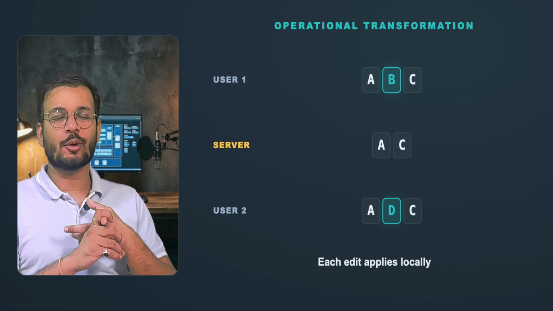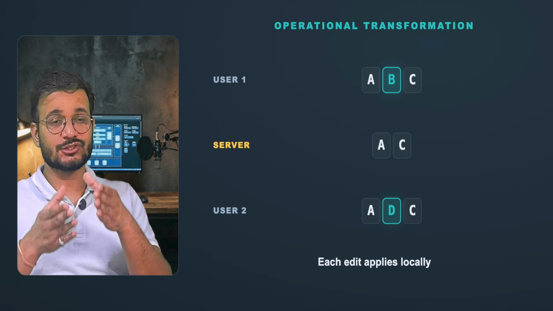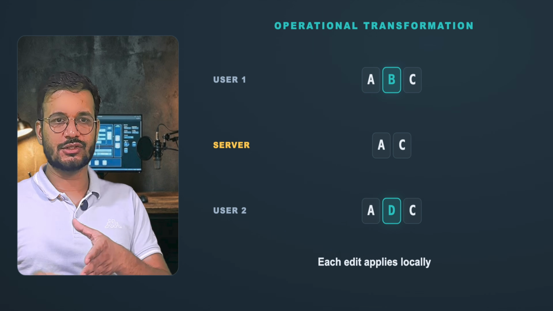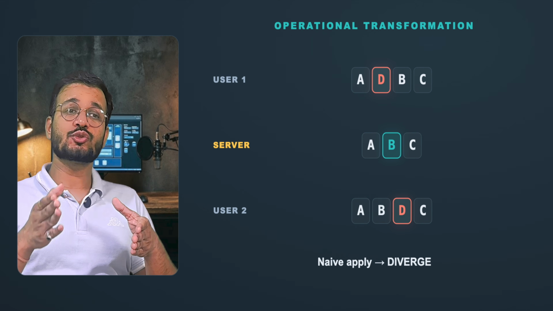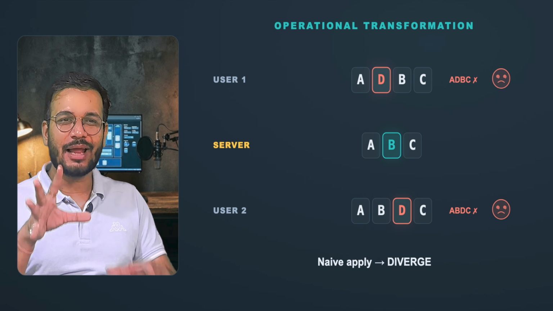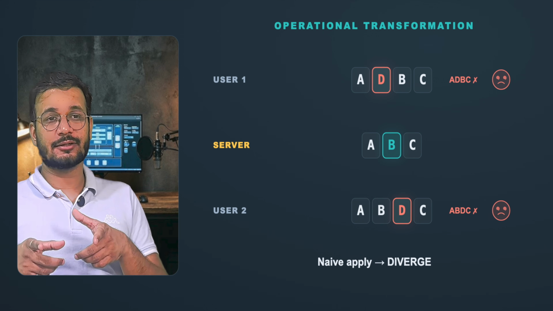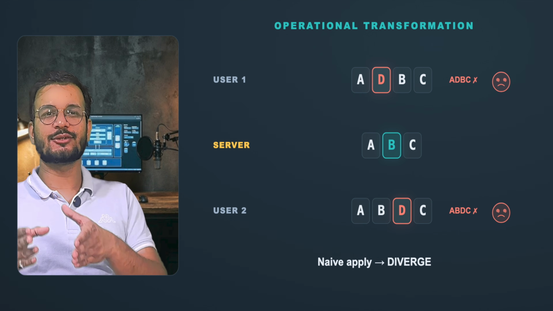User 1 sends their operation to the server, then user 2 sends their operation to the server. The server then receives them both. If the server applies user 1's insert first, the document becomes ABC. Now it needs to apply user 2's operation as well and insert D at position 1. If it applies this naively, the document becomes ADBC. The D went in at position 1, pushing B and C to the right.